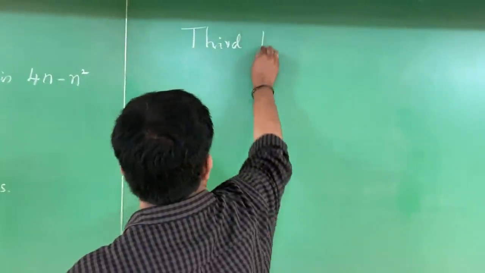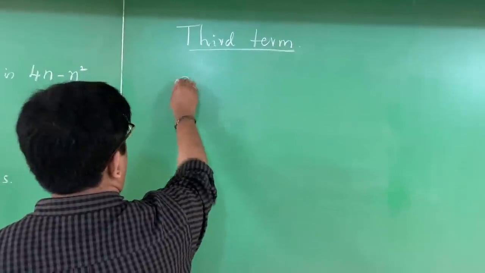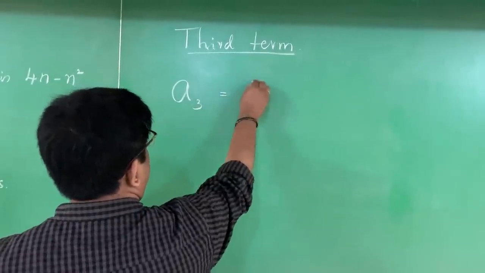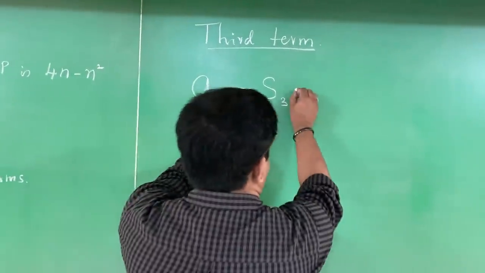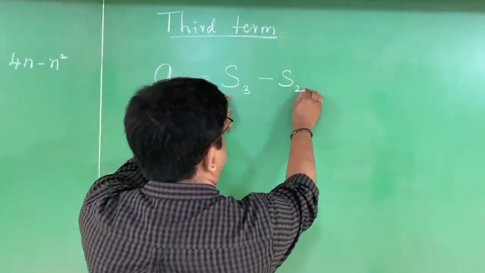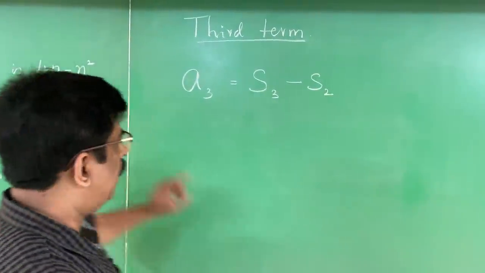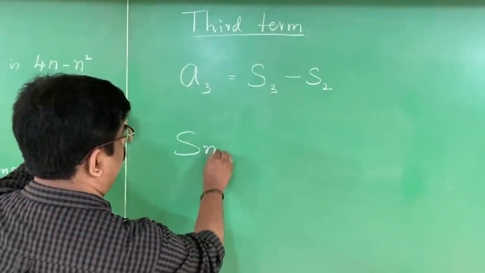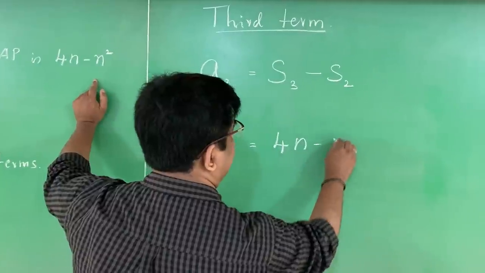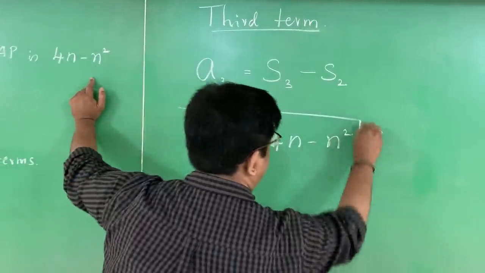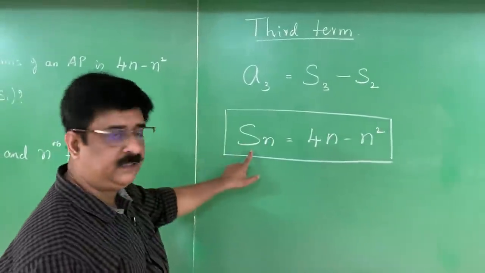Therefore, I write the equation like this. The third term A3 is equal to S3 minus S2. See properly. A3 is equal to S3 minus S2. Now, what is Sn? Sn is equal to 4n minus n square. This is the relation given in the problem.